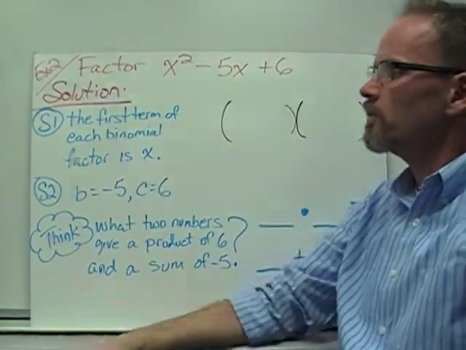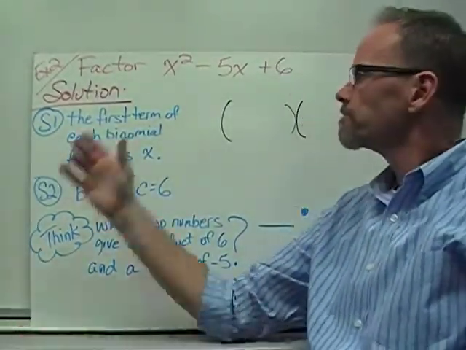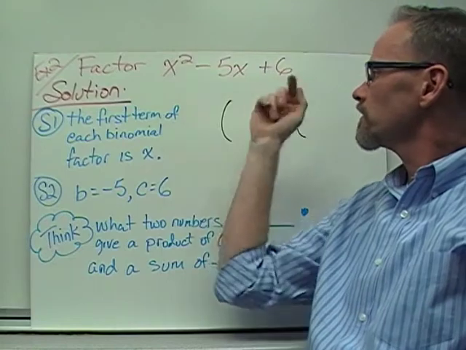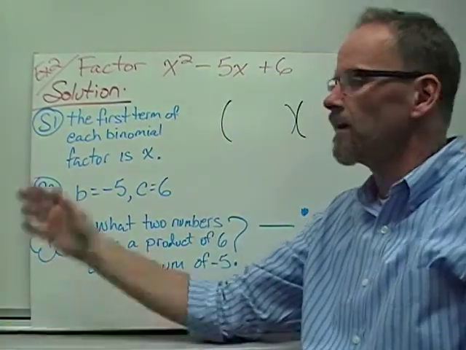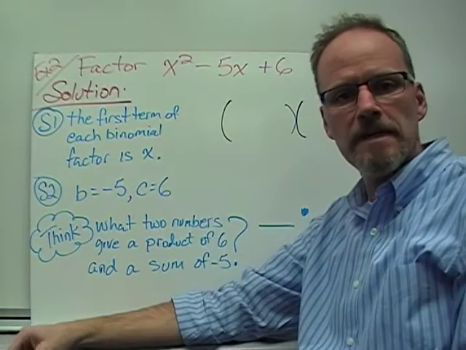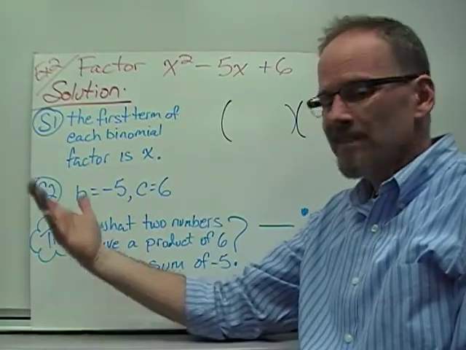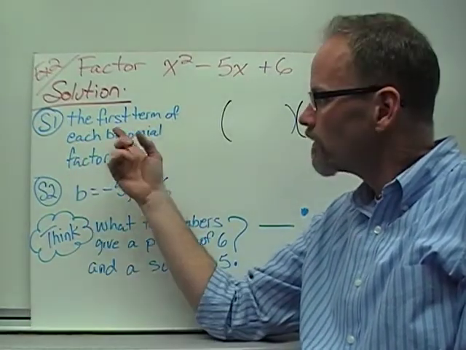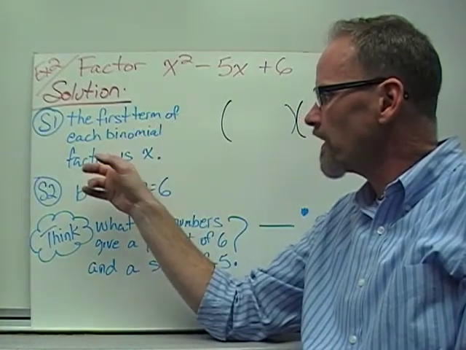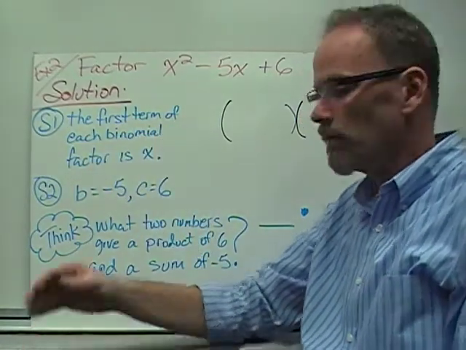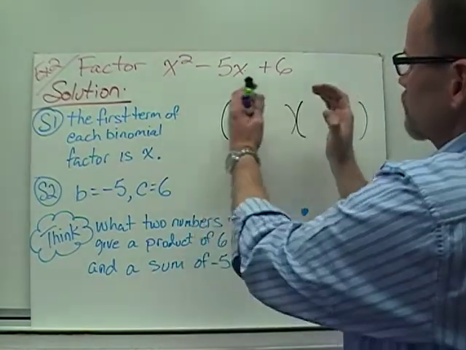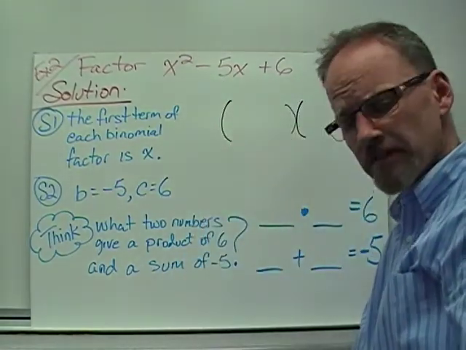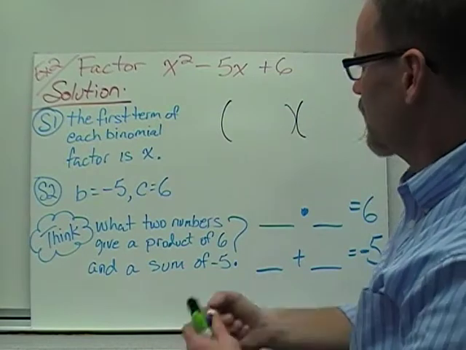All right, example 2. Factor x squared minus 5x plus 6. There's going to be something a little different here. So I have a subtraction sign in front of b. Same start. The first term of each binomial factor is x. So you go ahead and draw out your template there. And let's just put x in right now.